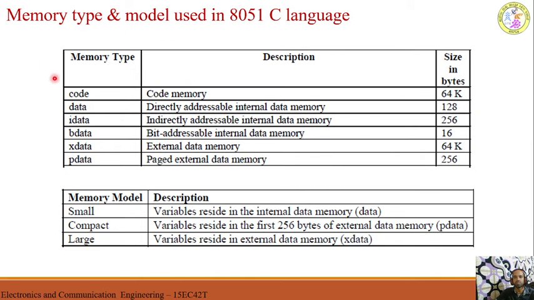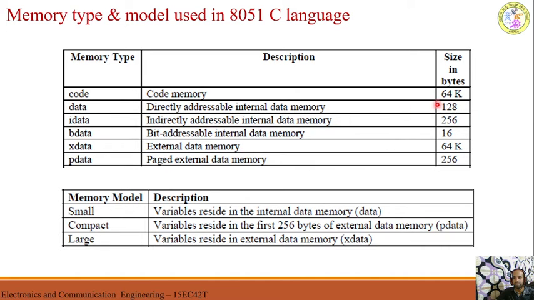So here we can observe this table. This is the memory type and this is the memory model used in 8051 C language. Here we have the memory type code. It indicates that it is a code memory. So we can have up to 64 kilobytes of code memory, and that is the maximum memory that we can interface. And data memory, that is directly addressable internal data memory of 128 bytes. And iData, indirectly addressable internal data memory.